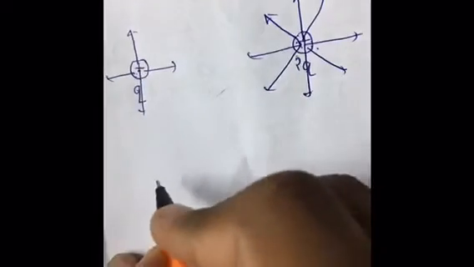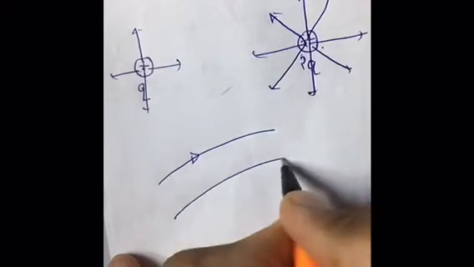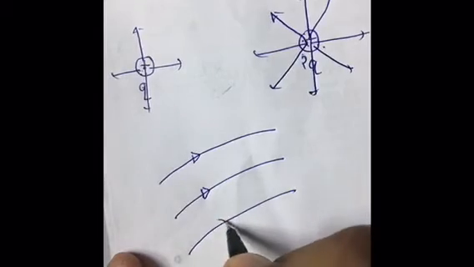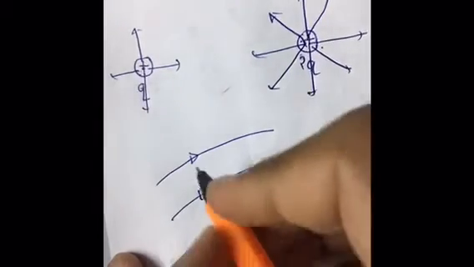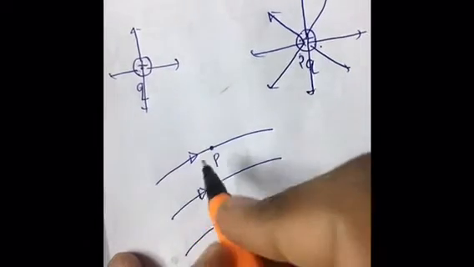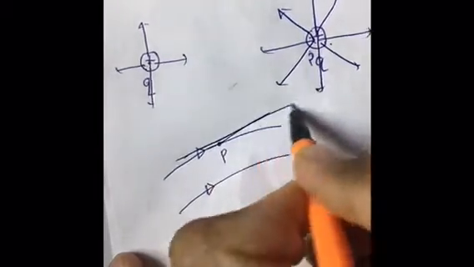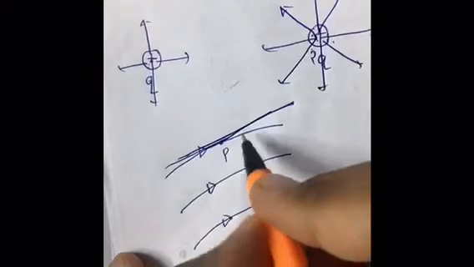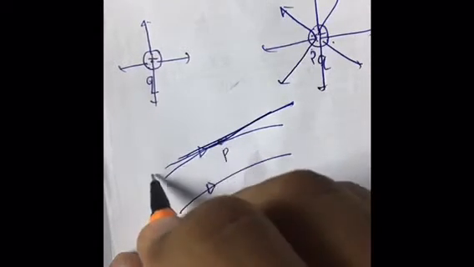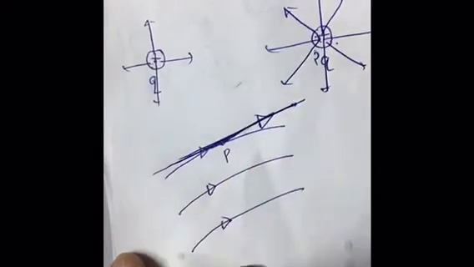Let us suppose these are electric field lines. At any point, let us suppose a point P, the direction of the tangent will be this. This is the direction of the tangent. So if we have to find the electric field at any point, we draw the tangent, and the direction of the tangent will give the direction of the electric field.